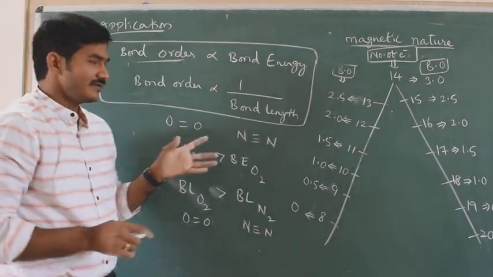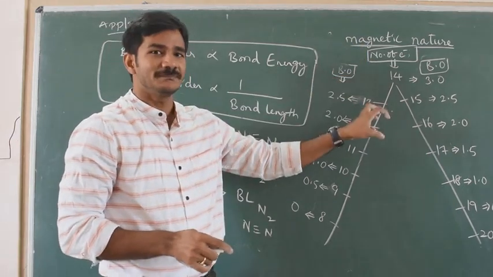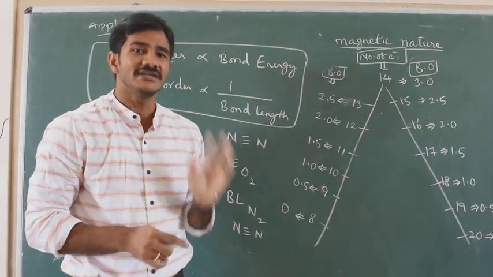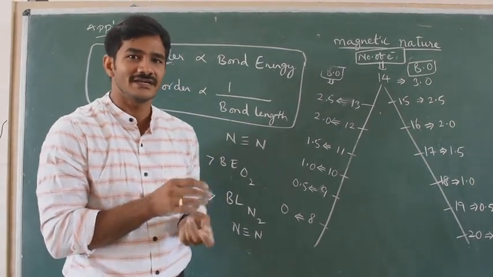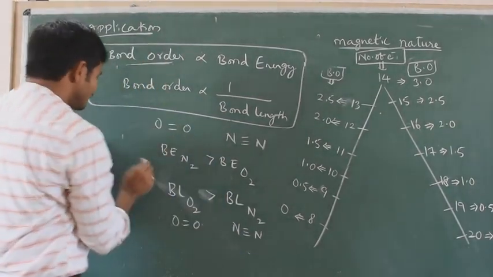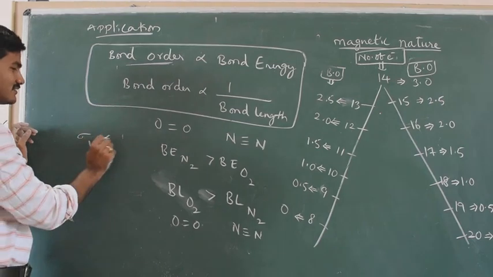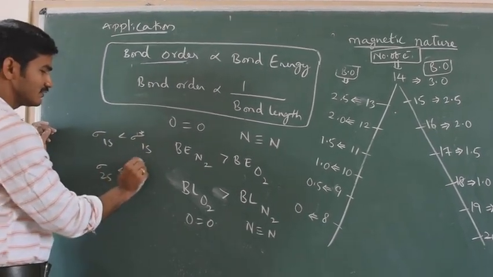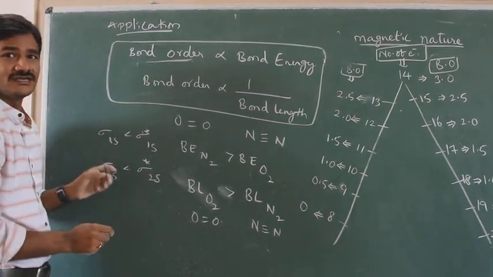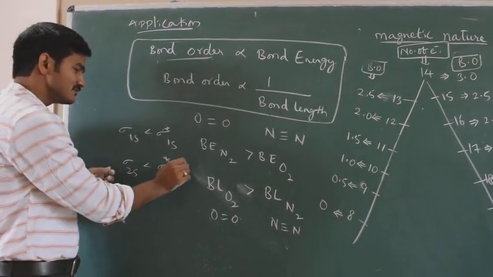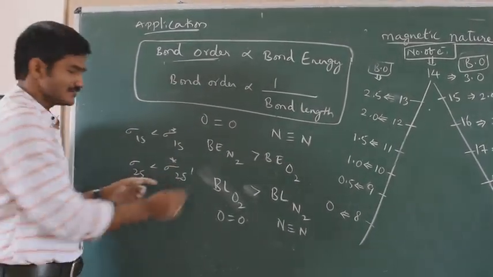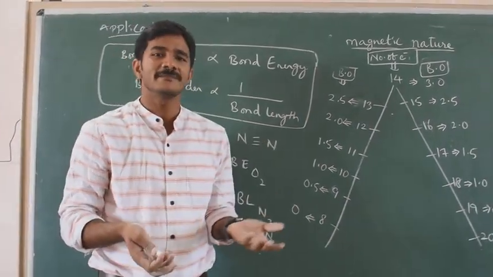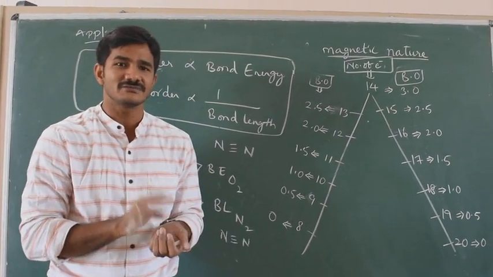Next, I told one more point: we can find out the bond order based on this simple trick. We can also find out the magnetic nature. How do we find magnetic nature in general? We write the configuration like sigma 1s, sigma star 1s, sigma 2s, sigma star 2s. In the configuration, if the species contains unpaired, single electrons, it is said to be paramagnetic. If all electrons are completely paired, it is said to be a diamagnetic substance.